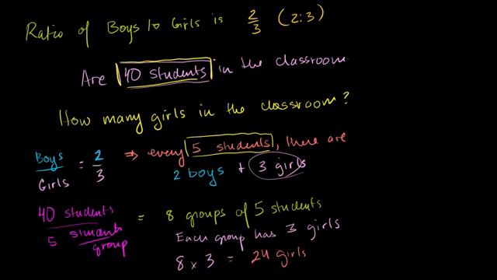And if you want a faster way to do it, which would be identical, you'd say, 2 plus 3 is 5. So for every 5 students, 2 boys, 3 girls. How many groups are there? 40 divided by 5 is equal to 8 groups. Every group has 3 girls, so 8 times 3 is equal to 24 girls.